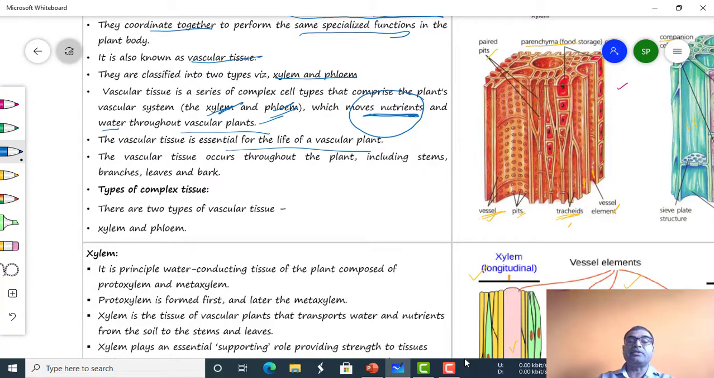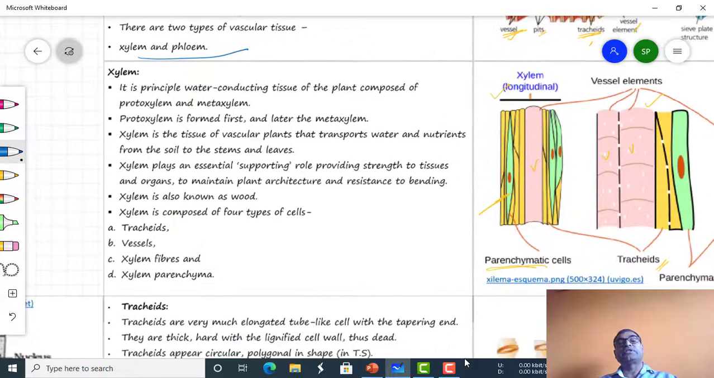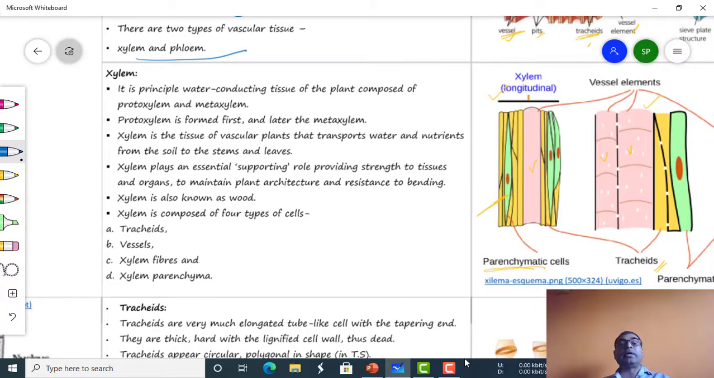Vascular tissue is essential for the life of the vascular plant, and this occurs throughout the plant, including stem, root, leaves, branches, bark. So there are two types of vascular tissue or complex permanent tissue. The first one is xylem and another one is phloem. Let's see about the xylem. Principal water conducting tissue.